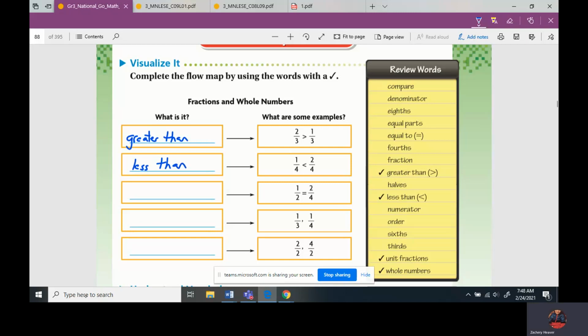Now this one, 1/2 is the same as 2/4. Well, that doesn't look right, but it does. 1 is half of 2. 2 is half of 4. These are both considered halves. And we'll learn how to reduce this to make it look like 1/2. Even if it said 3/6, 3 is half of 6. If it said 5/10, 5 is half of 10. They all equal 1/2. So even though they're different numbers, they're actually the same. So these are equal to.